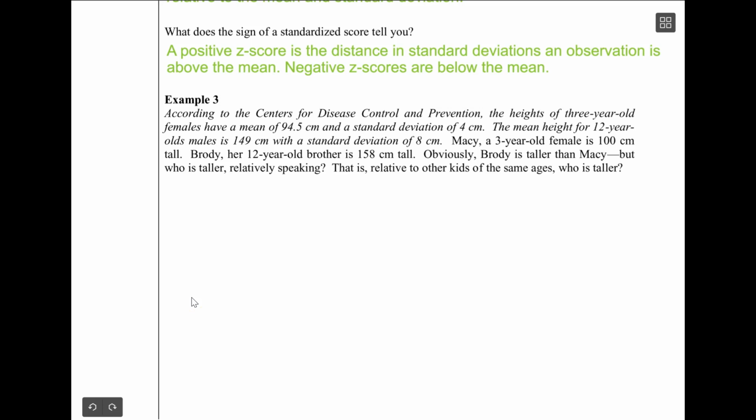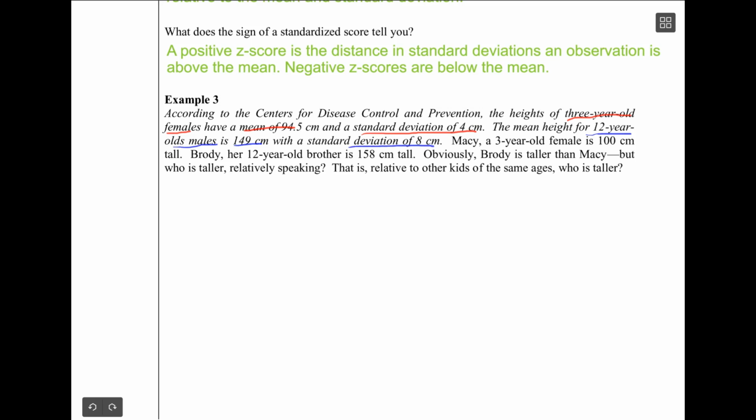Example 3 says, according to the Centers for Disease Control and Prevention, the heights of 3-year-old females have a mean of 94.5 centimeters and a standard deviation of 4 centimeters. So I'm going to underline some key information. 3-year-old females, mean of 94.5, standard deviation of 4 centimeters. The mean height for 12-year-old males, I'm going to switch colors because we're talking about something different, is 149, standard deviation of 8 centimeters.